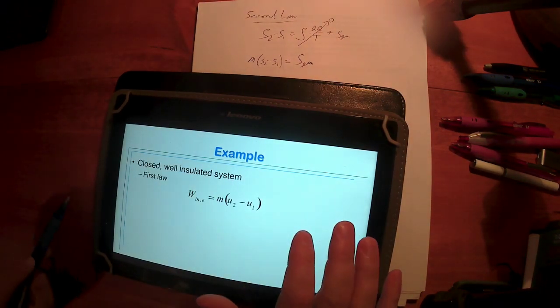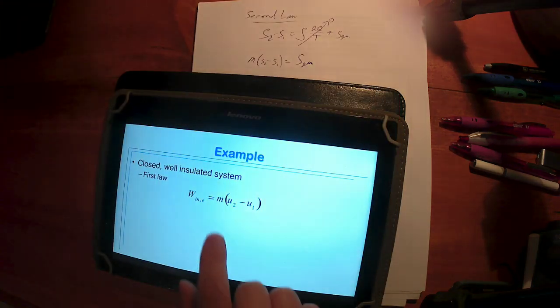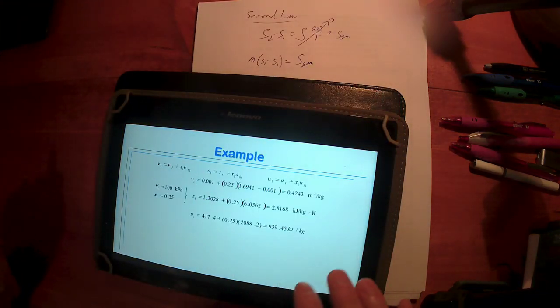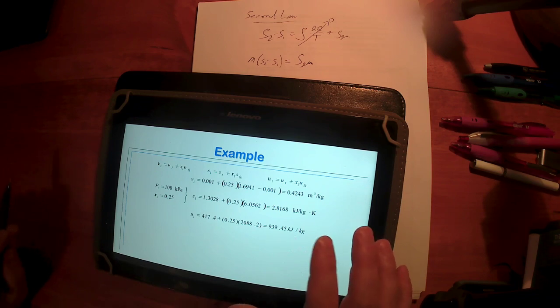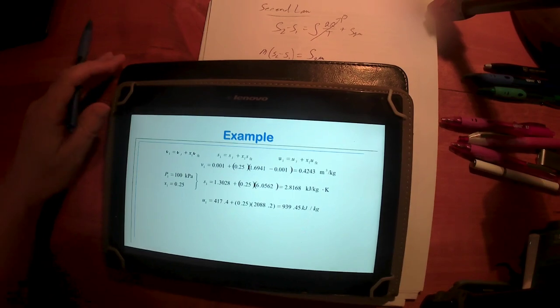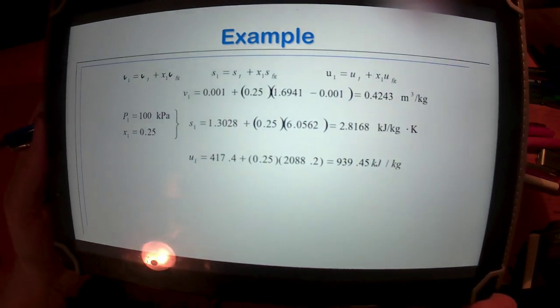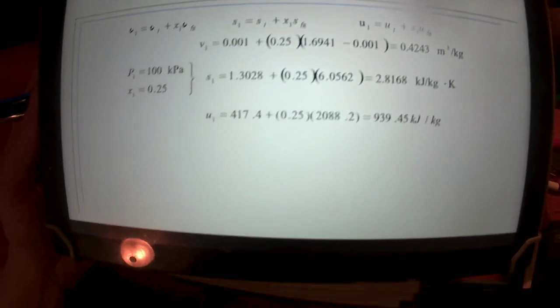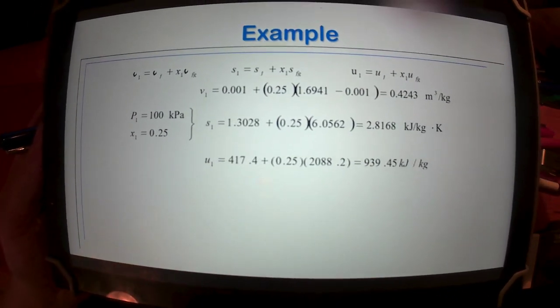Let's see how we did. I think I've got a solution here. Yeah, first law. Work in is mass times delta U. So far, so good. Properties. Did you find these? Remember, it's quality at state 1. How's that on the screen? I know it's a little small. I'll pick it up here. I don't know if this helps. Right? So state 1, you've got a quality there. Let's see if I can rotate that where you don't get the glare.